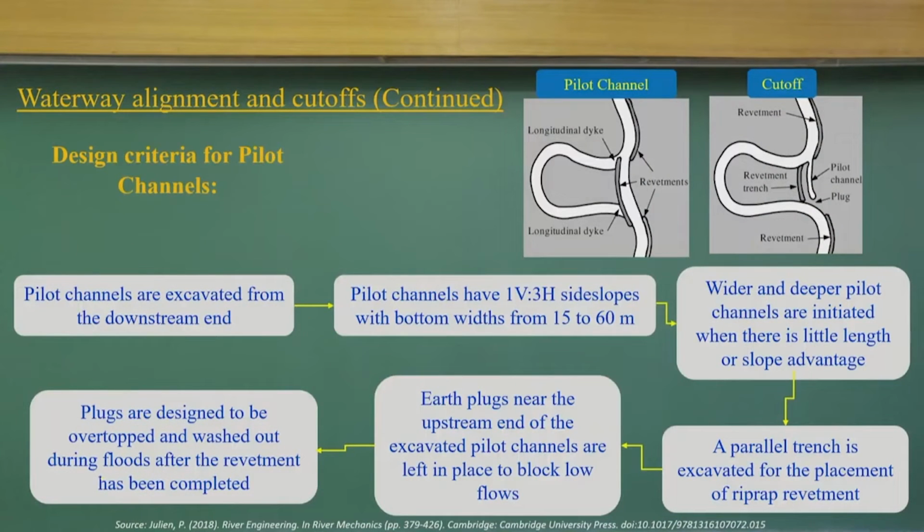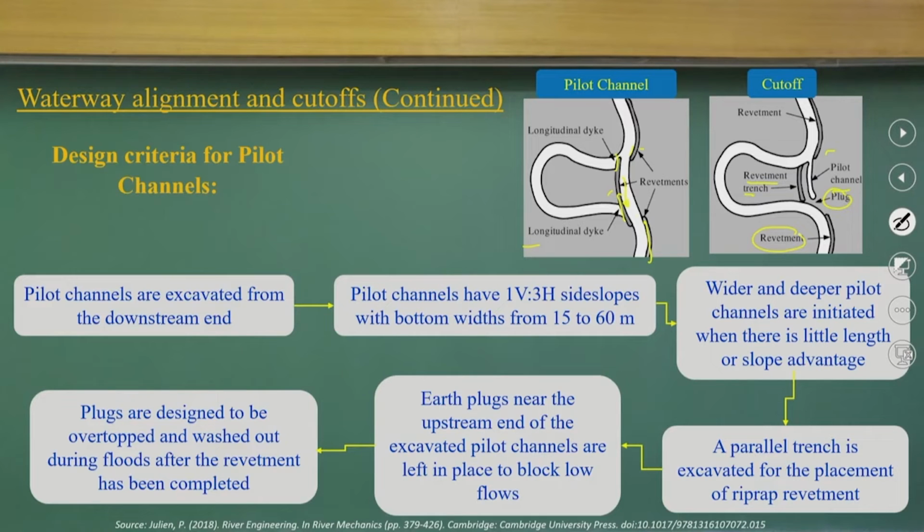Now, let us look at how it happens, like these pilot channels. So, you want to cut off this river bend. You can consider the revetment and you can make a pilot channel here, and you can have longitudinal dikes here, followed by a cutoff revetment. We can consider that, or you can have a cutoff like this. If you look at that, you have a revetment, you have a revetment trench, then you construct a pilot channel, you have a plug, then you have a revetment here.